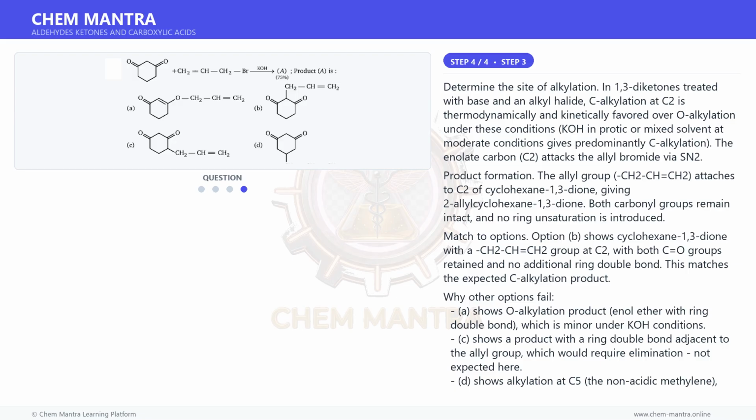Why other options fail? A shows an O-alkylation product, an enol ether with a ring double bond, which is minor under KOH conditions. C shows a product with a ring double bond adjacent to the allyl group, which would require elimination, not expected here. D shows alkylation at C5, the non-acidic methylene, which would not be activated by two carbonyls and is therefore not favored.